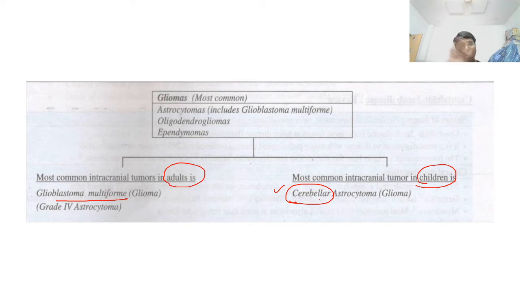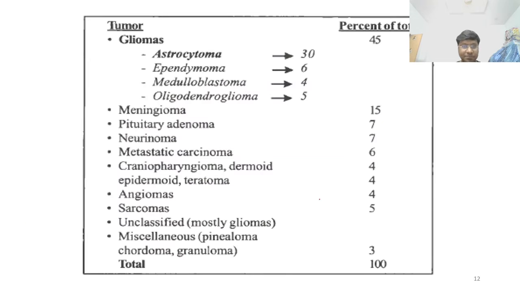Right? Now, overall, if you take all the brain tumors, you see here, these are all your brain tumors: gliomas, meningiomas, pituitary adenoma, neurinoma, metastatic carcinoma, craniopharyngioma, angiomas, sarcomas, unclassified, and some of the miscellaneous tumors. Now, among all those, the most common ones are what? Gliomas. And within the gliomas, which is the more common one? That is astrocytomas. And next to your gliomas, the next most common tumor, if anyone will ask you, the answer should be your meningioma. Right? The answer should be your meningioma.